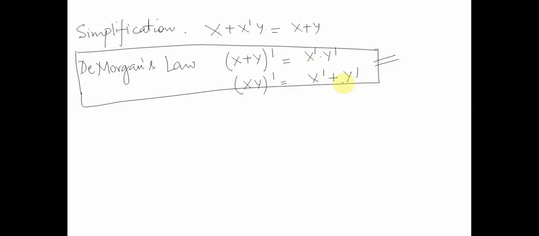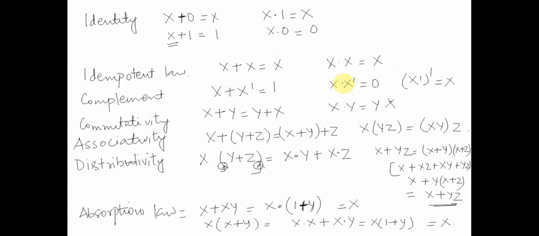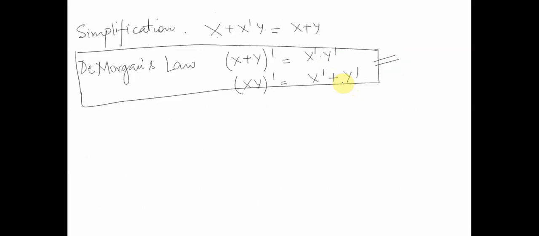Correct? Now we have learned some of the laws over here. If you see, we have looked into the identity law, idempotent, complement, commutativity, associativity, distributivity, absorption law, simplification, and De Morgan's law. Let's use these laws to simplify some Boolean expressions.